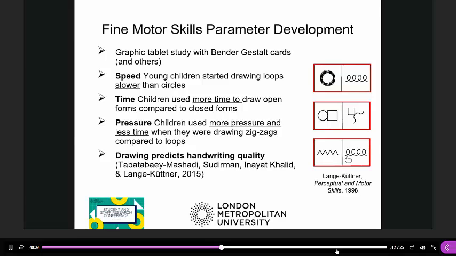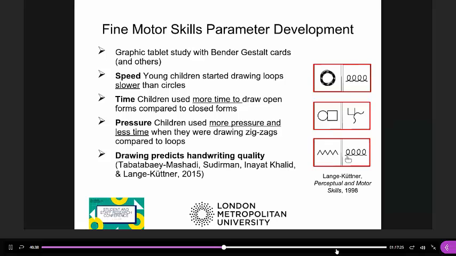And what we find then is that drawings predicts handwriting quality. So this was a study of a group of Malaysian engineers who picked up on this study and from me in 1998 and worked together to develop an algorithm that would automatically analyze these figures. And we published that together in 2015.